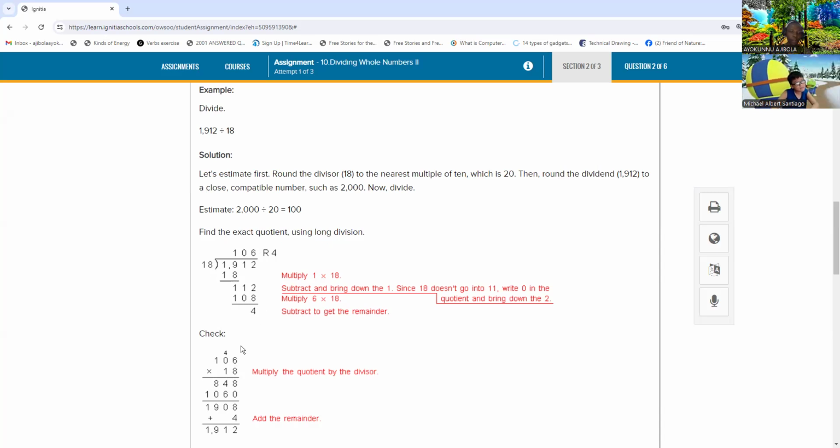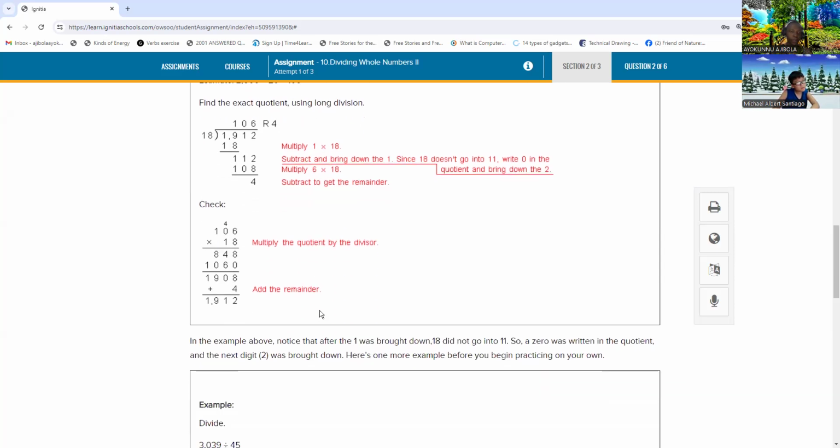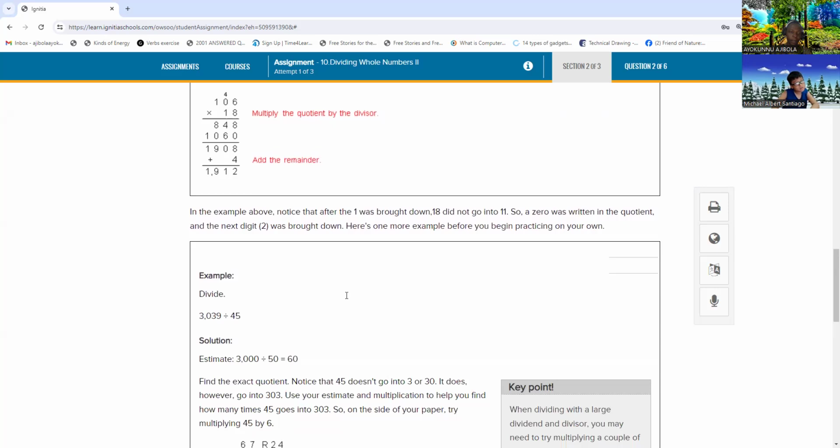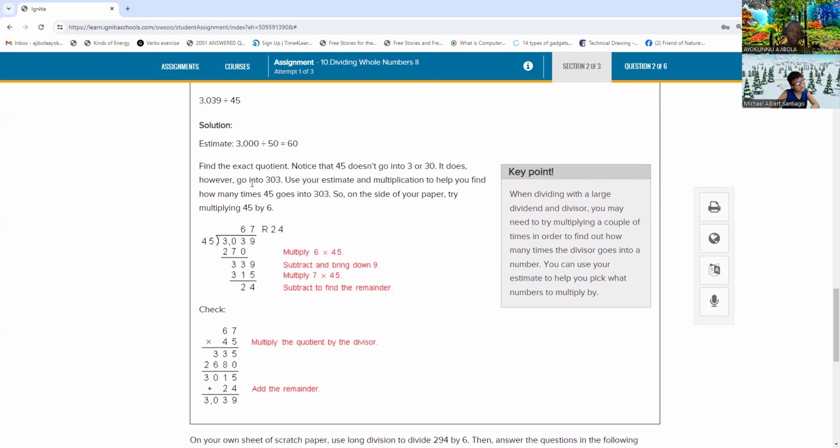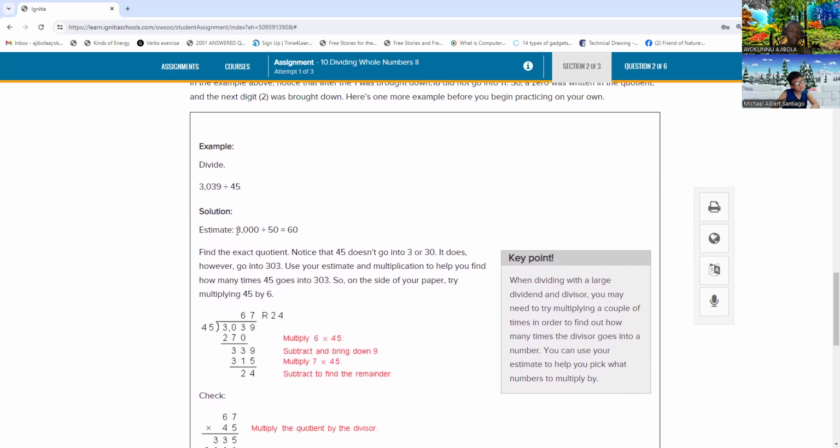So if we want to check it back, we just multiply 106, which is the quotient, by the divisor 18, then we add 4, then it gives us back what we started with, which is our dividend. Then the next example, 3039 divided by 45. We could see that 3000 divided by 50 is going to give us 60. So our answer is going to be within the range of 60s, okay?